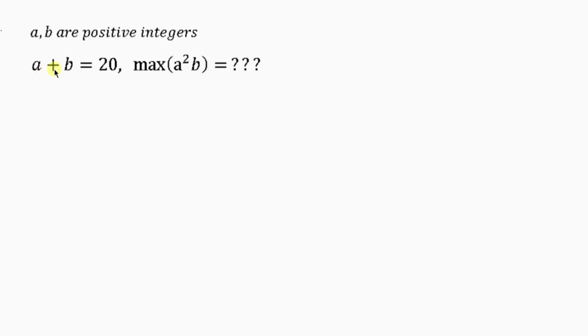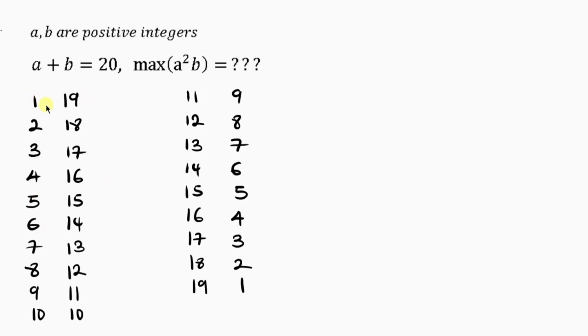We can see that a and b are positive integers. So that means that a is at least 1. So if a is 1, that means b should be 19 to sum up to 20. And if a is 2, b should be 18 to sum up to 20. Well, in order to save time, I've been able to bring out all the values of a and b that will sum up to 20.